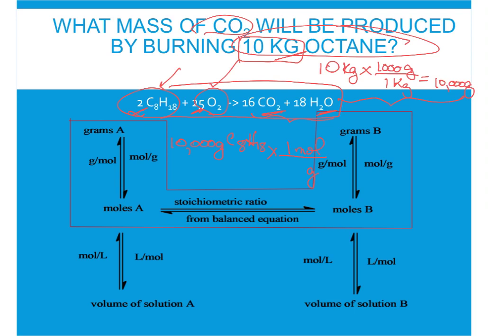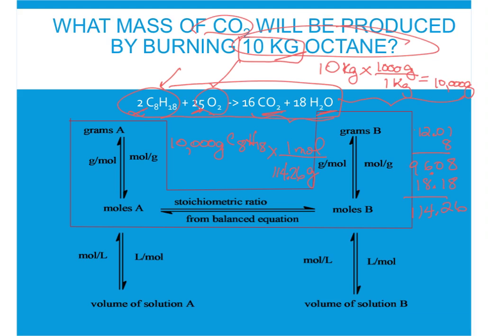I'm going to do it off to the side here because I'm being lazy. So we have carbons, 12.01 grams per mole. We have 8 carbons, 96.08. We have 18 hydrogens. And so the molar mass of octane, 114.26.